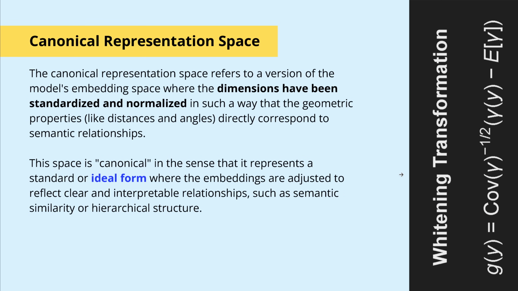Now, talking about simple, I have to tell you I made a little bit of an oversimplification, but now you're absolutely right. We have to go back and let's have a look at this particular mathematical space, because it is not a simple space. It is a canonical representation space. So here we go, ladies and gentlemen. The canonical representation space refers to a version of the model's embedding space where the dimensions have been standardized and normalized in a way that the geometric properties, like distances and angles that we have here, directly correspond to the semantic relationships. So that means the space is canonical in the sense that it represents a standard or ideal form where the embeddings are adjusted to reflect clear and interpretable relations such as the semantic similarity or a hierarchical structure, semantic similarity, cosine similarity product.